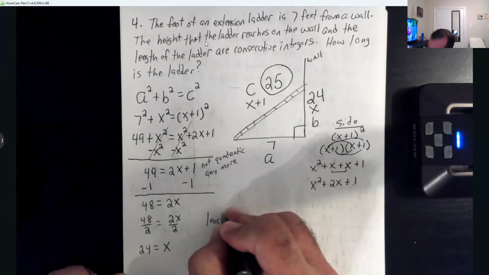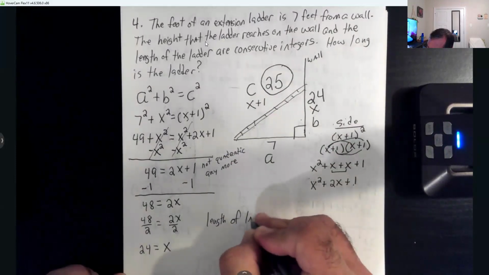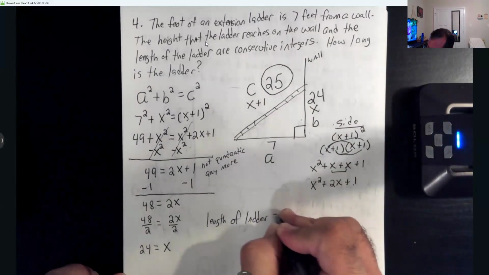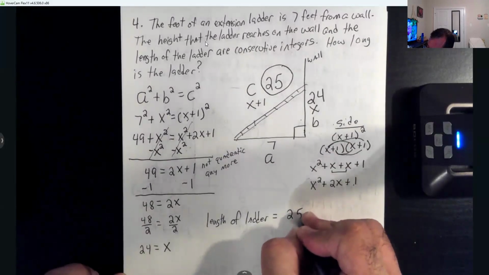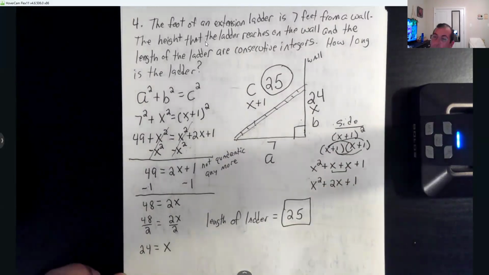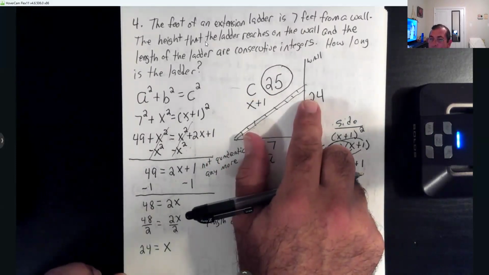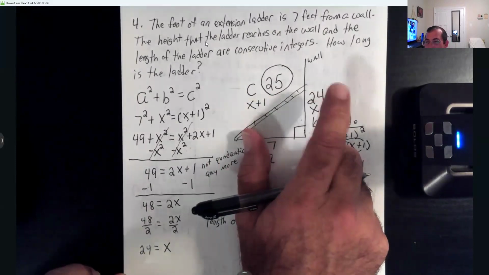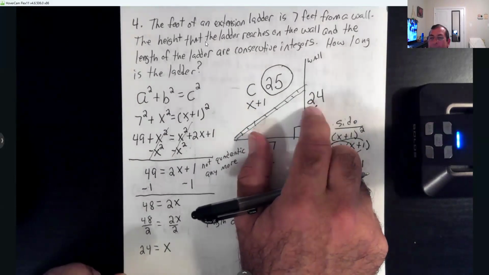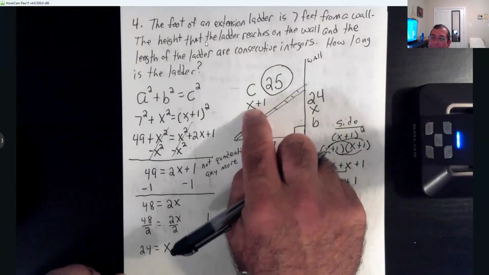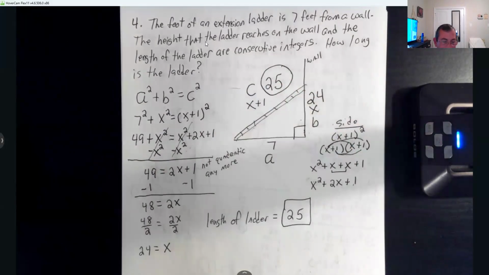So the length of the ladder equals 25. Now, what kills people, they forget to add that 1 and they put in 24. Well, y'all, 24 ain't the height of the ladder, okay? You physically got to come back and add that 1 and get that 25.